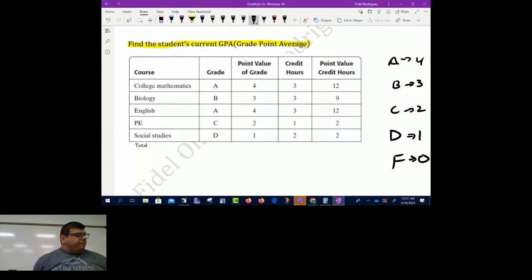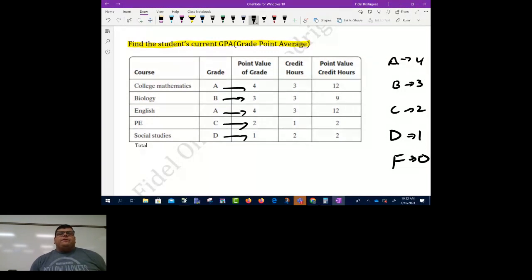Okay, so y'all, every grade has a point value. Every grade, you can either get A, B, C, D, or F. A's are 4 points, B's are 3 points, C's are 2 points, D's are 1 point, and F, no points. Okay, so I want you to notice A's are 4, B's are 3, C's are 2, D's are 1.